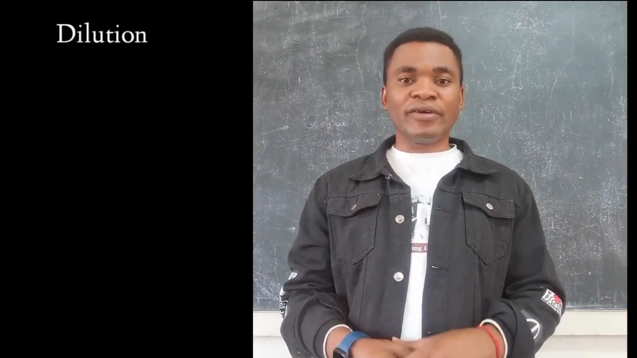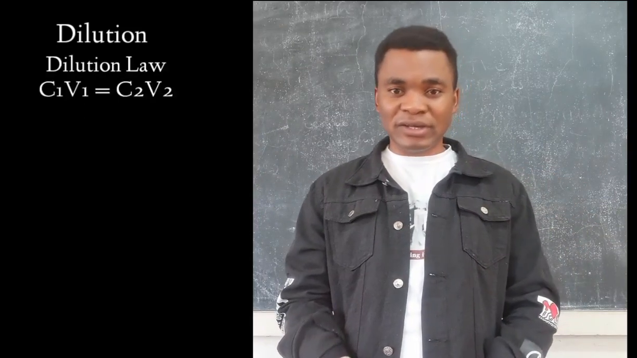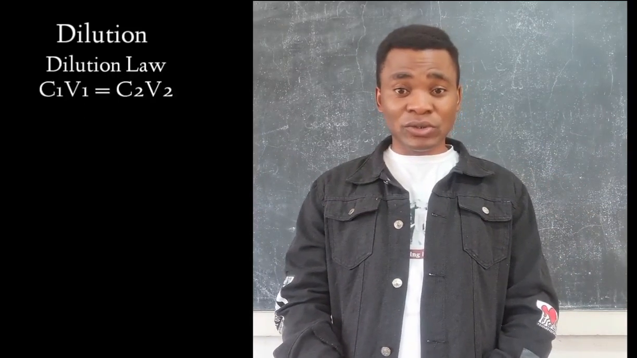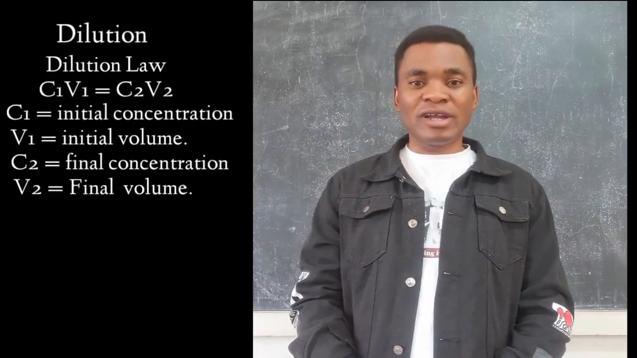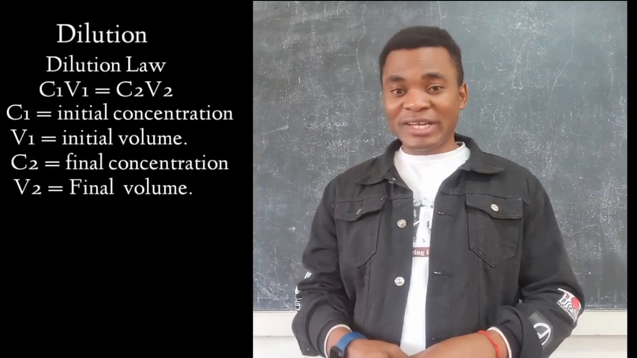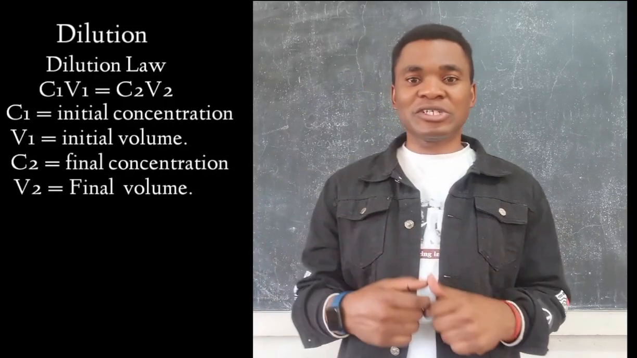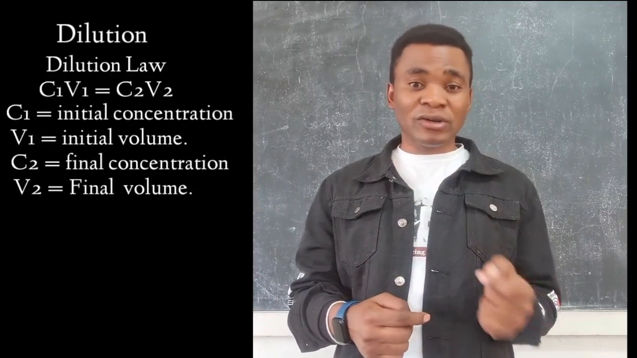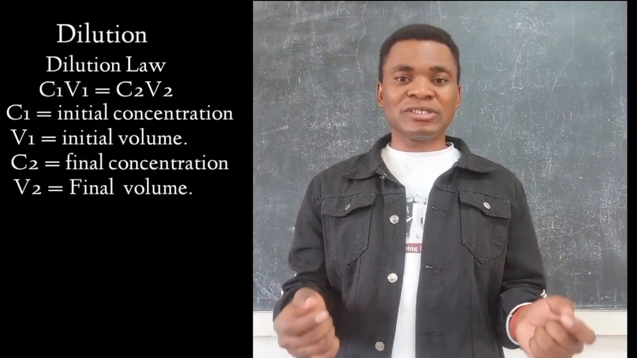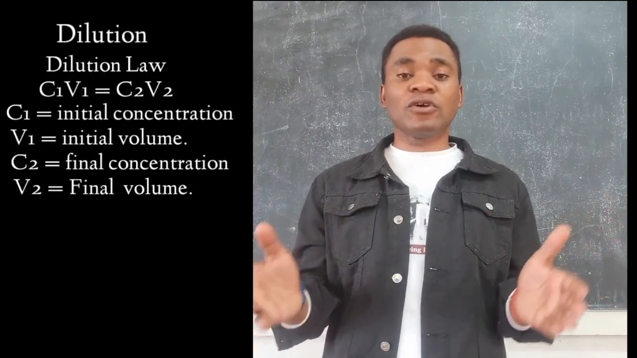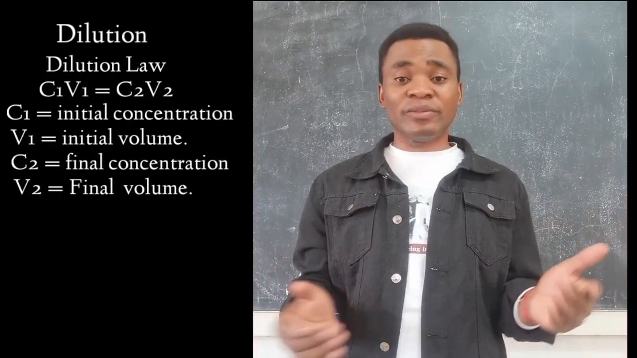And here we're going to use the dilution law which says C1 V1 is equal to C2 V2. C1 is initial concentration and V1 is initial volume. C2 is final concentration or required concentration, while V2 is final volume or required volume. This method of making solutions can be used mostly in making solutions from the mineral acids and bases.